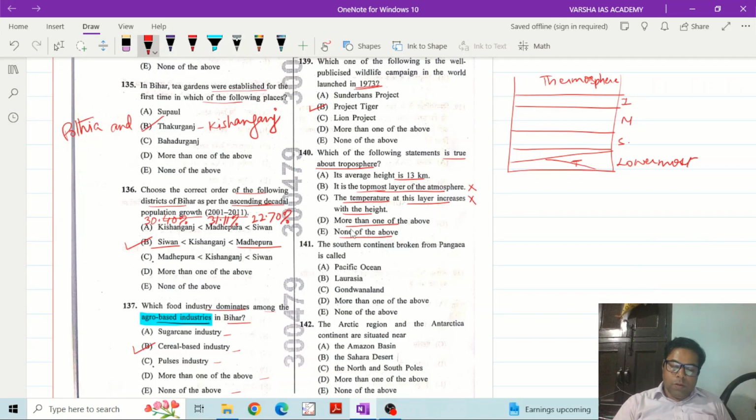More than one of the above, none of the above. So more than one of the above is not possible, because these two statements have been removed away. Now here it is either 1 or 2.